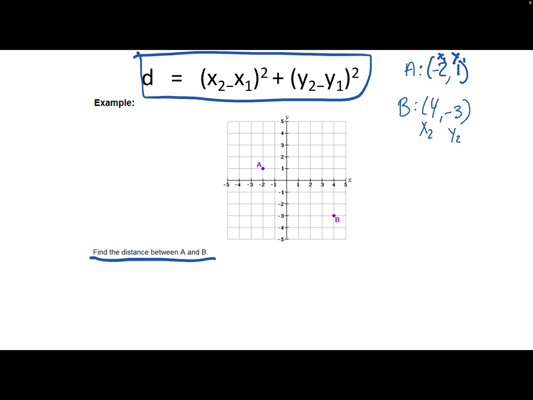Now we need our distance formula. D equals the square root of (X2 minus X1), all that squared, plus (Y2 minus Y1), all of that squared.